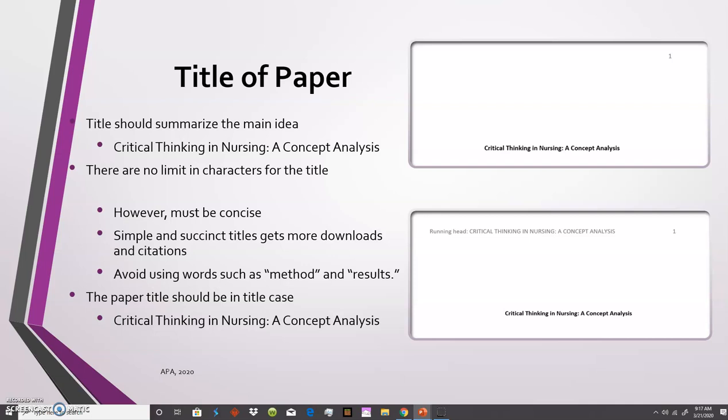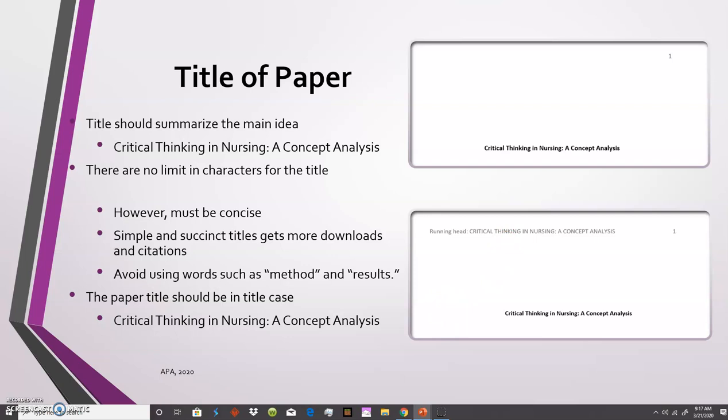So also, it should be bold. Your title should be bold. It should be about 3 to 4 spaces from the top margin, and then you start writing your title. It should be concise, so that when individuals are searching for a topic such as yours, it is easily retrievable or seen. So you need to avoid unnecessary words in the title like methods and results.